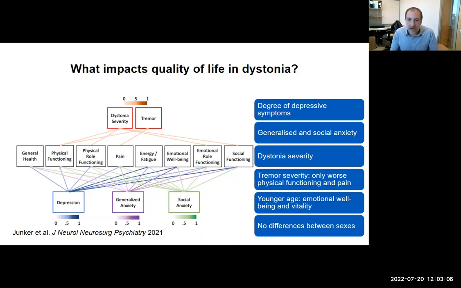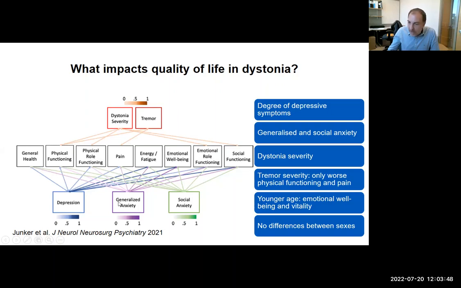I'm showing you this diagram from a large international study from the Dystonia Coalition Consortium, which is a worldwide consortium, although primarily US-based, that has sealed this concept of the impact of non-motor symptoms on quality of life of people with dystonia, using the largest ever patient cohort of more than 2,000 patients. The degree of depressive symptoms and of generalized and social anxiety in people with dystonia seem to be the factors that impact more than anything else essentially all the domains that compose quality of life in people with dystonia.